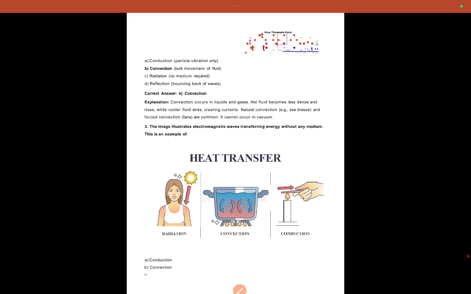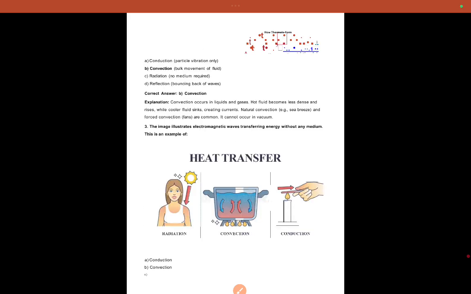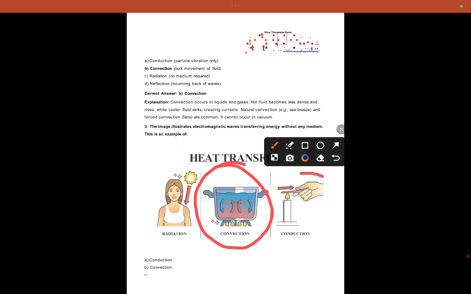Here you can see convection in liquids. This is the convection procedure, and this is conduction, direct contact. Some radiations are falling on the body without any medium's help. This we call radiation. So the answer is radiation.